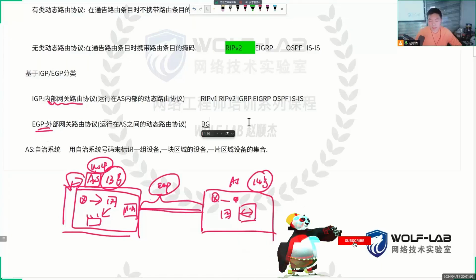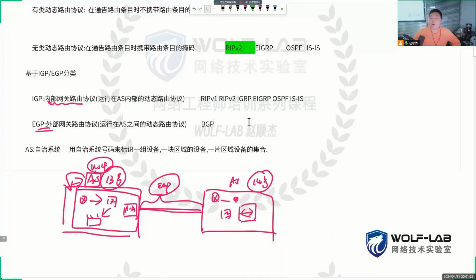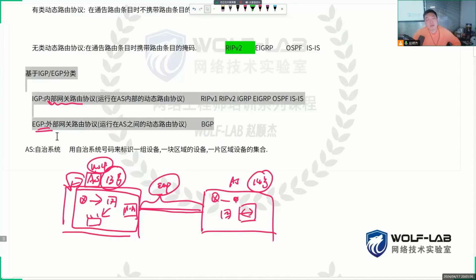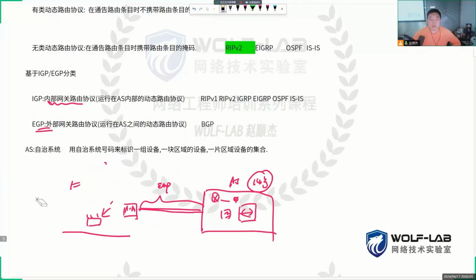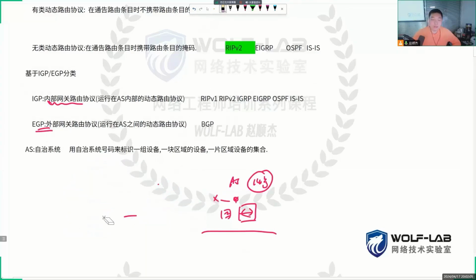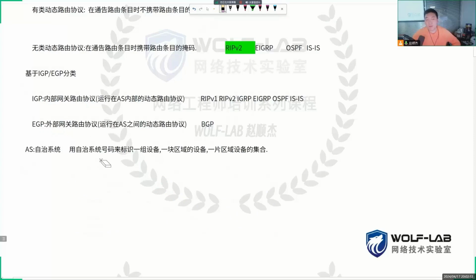So far we haven't talked about such protocols yet. You might not know them yet. No rush, let's move on. When we get to BGP later, we will recognize why we need an external gateway routing protocol, and why our internal gateway routing protocols can't satisfy the conditions we run between ASes. So that is our introduction to dynamic routing protocols.